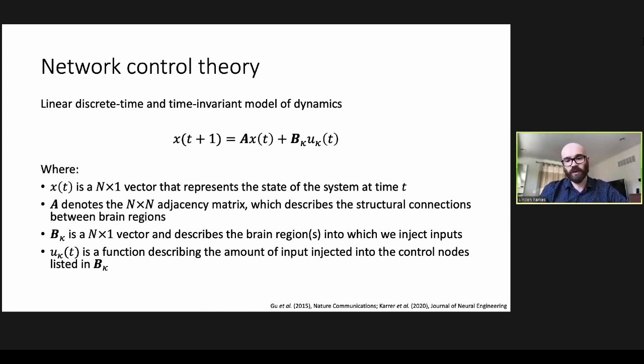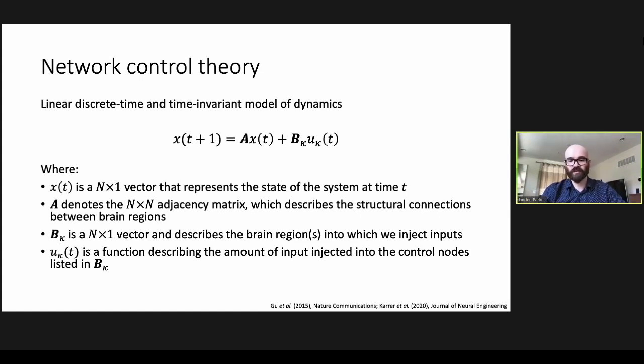X of t is an n by 1 vector that represents the state of the system at a given time point, where a state is simply a combination of brain activity in each of, say, n regions. A denotes an n by n adjacency matrix, which describes the structural connections between brain regions. In humans, we typically estimate this with diffusion imaging. B is an n by 1 vector that describes the brain region or regions that we want to use to control the dynamics of the system. And U of t is a function that describes the amount of energy we inject into these control regions in order to influence the system.